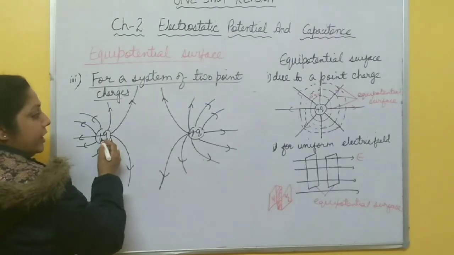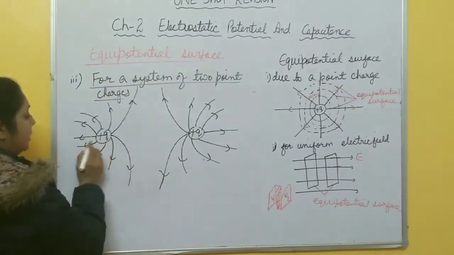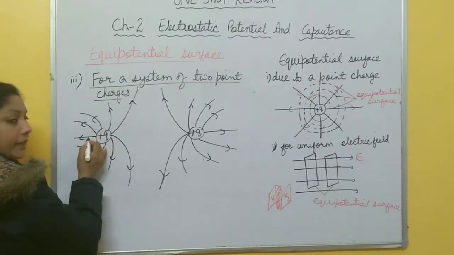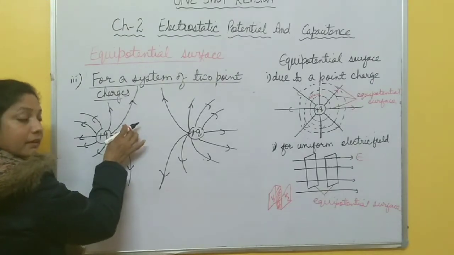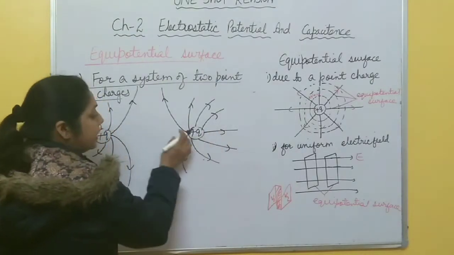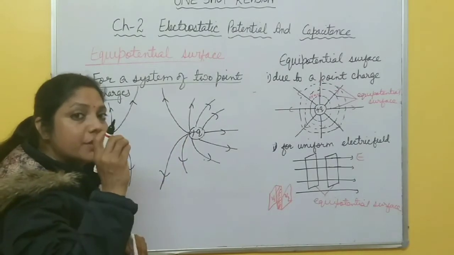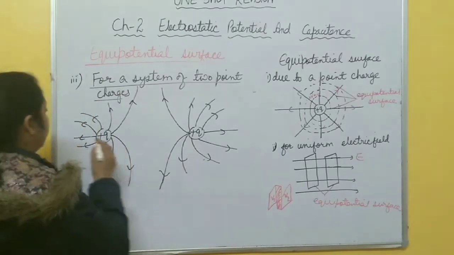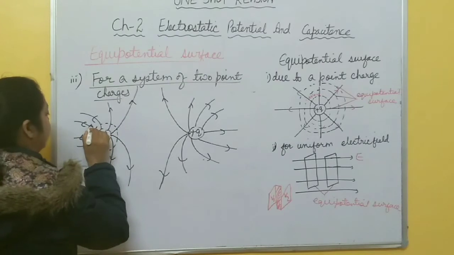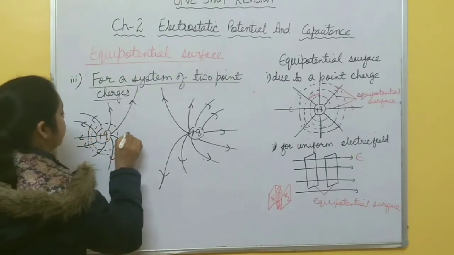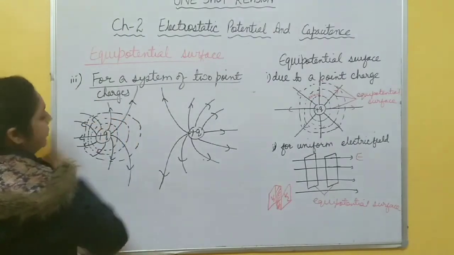You know, due to a point charge, the equipotential surface is spherical in shape, but here you find that on this side the electric field is more, these field lines are very close to each other, this side the field is less, again this side the field is more, this side the field is less. So equipotential surfaces are closer to each other where field lines are strong. So this side, like this one, equipotential surfaces are closer to each other, this side farther apart, this side closer, this side farther apart.